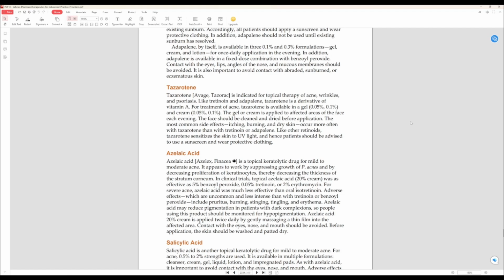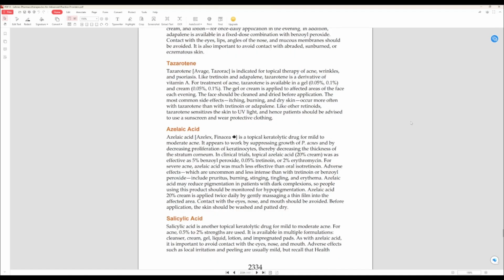Which brings us now to azelaic acid. Azelaic acid, also known as Azelex or Finacea, is another topical keratolytic drug for mild to moderate acne. It appears to work by suppressing the growth of P. acnes and by decreasing the proliferation of keratinocytes, thereby decreasing the thickness of the stratum corneum. During clinical trials, topical azelaic acid was as effective as 5% benzoyl peroxide, 0.05% tretinoin, or 2% erythromycin.